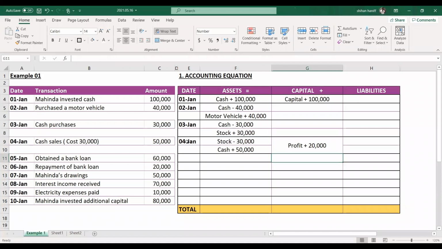5th January, the bank loan. That means we get from the bank 60,000. Liability increase. Bank loan will increase by 60,000.